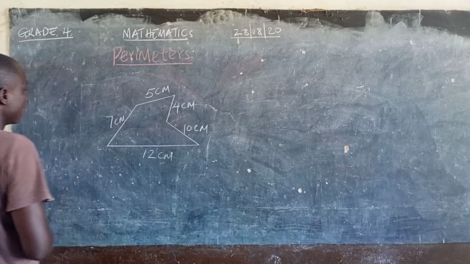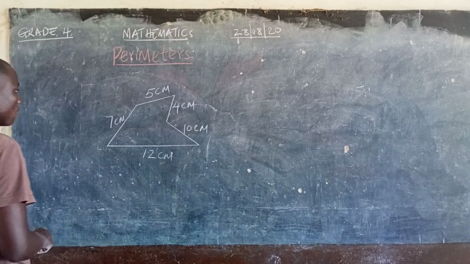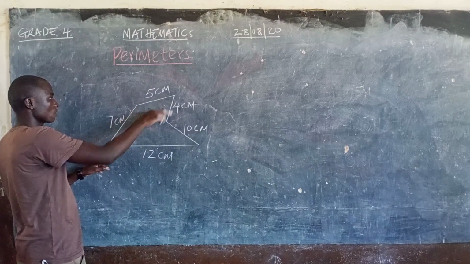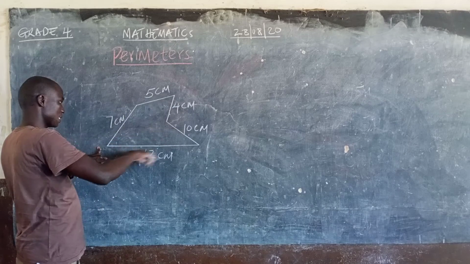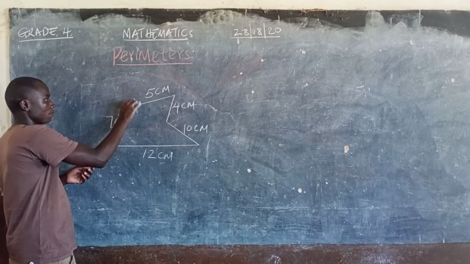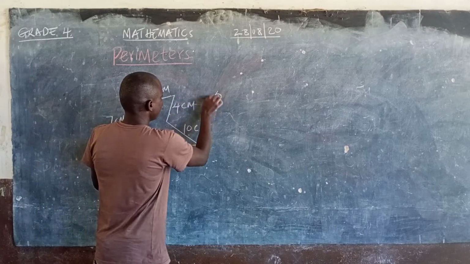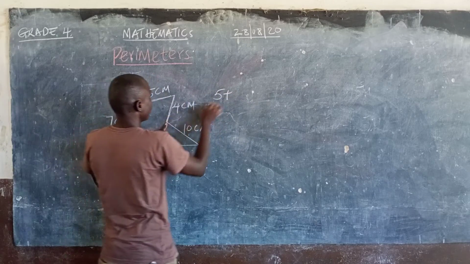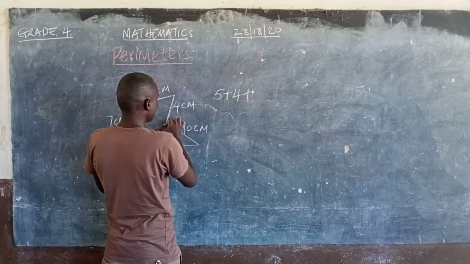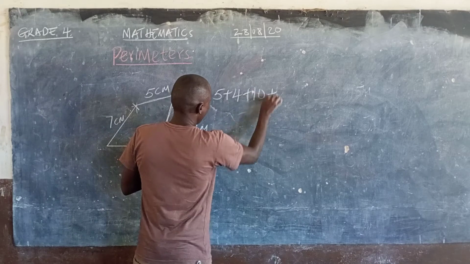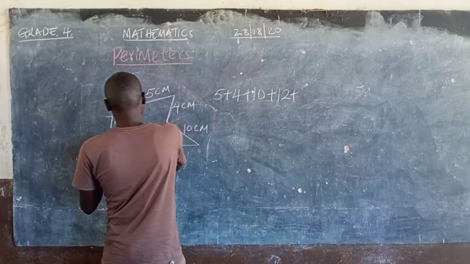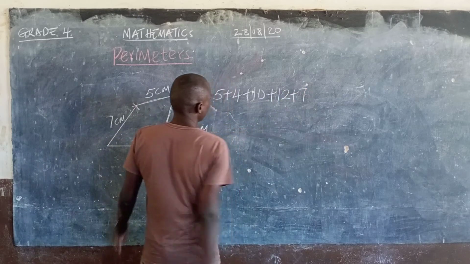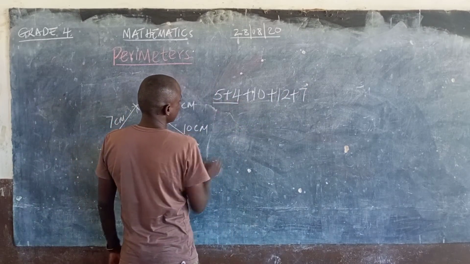How do you work out perimeter of that figure? Perimeter, remember we say is the distance all around the figure. So if we work out perimeter, just add the distances around the figure. You may start from this point. You add this is 5, plus here you have 4, plus here you have 10, plus here you have what? 12, plus here you have 7. You add this, give you what?